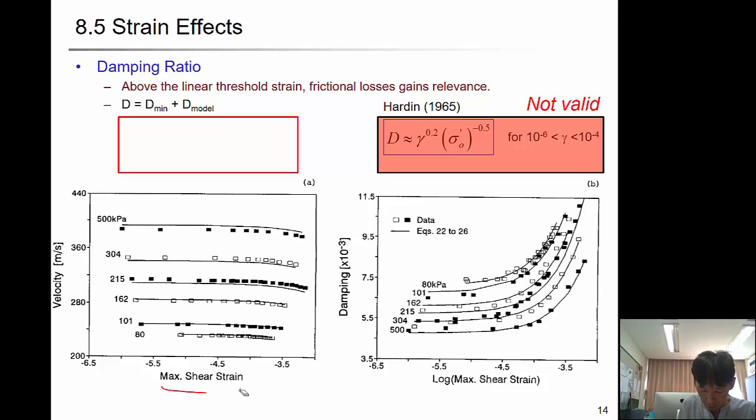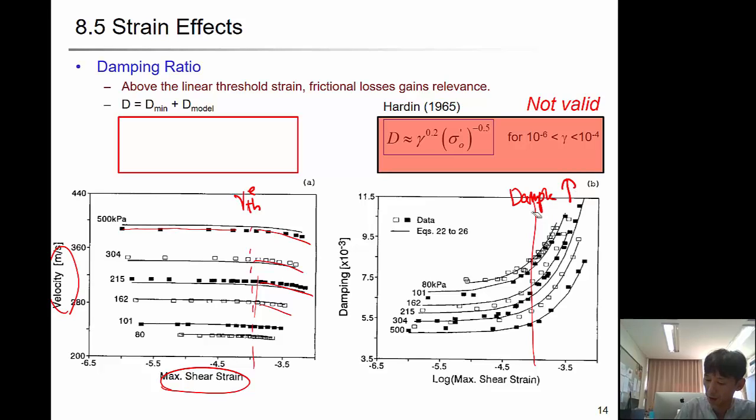So this shows the same. Shear velocity is constant up to a certain strain, which is the elastic threshold strain. And after that, it degrades. So it kind of decreases. And here the damping ratio increases as the shear strain increases.